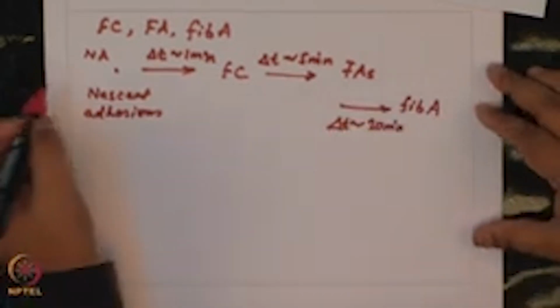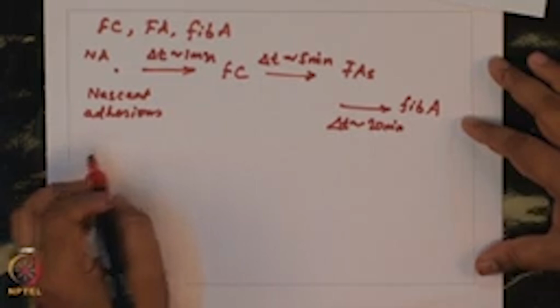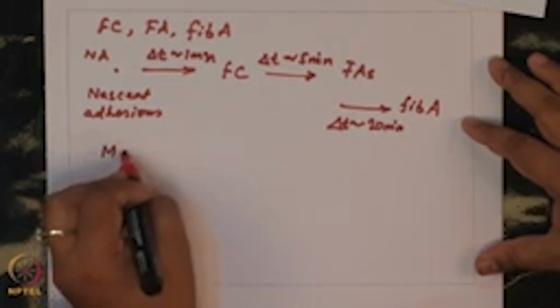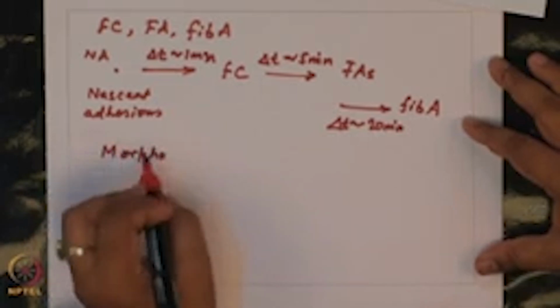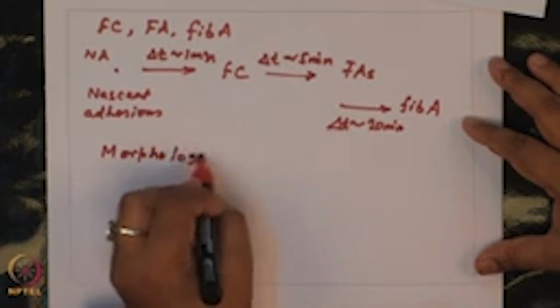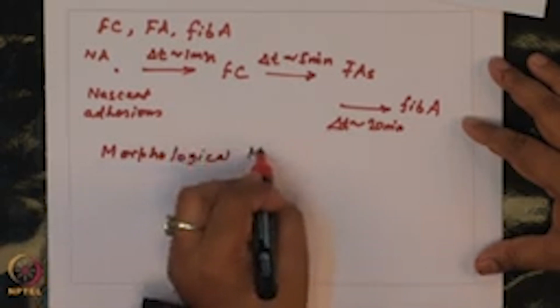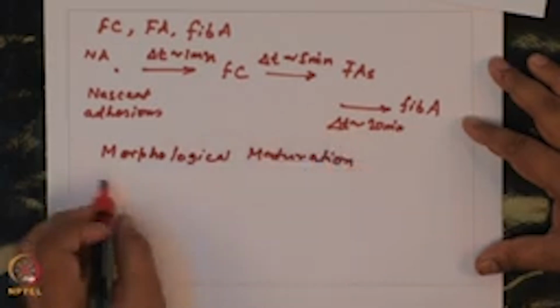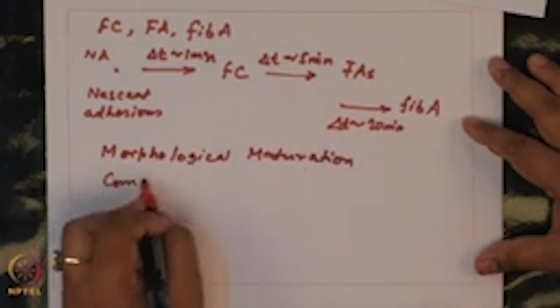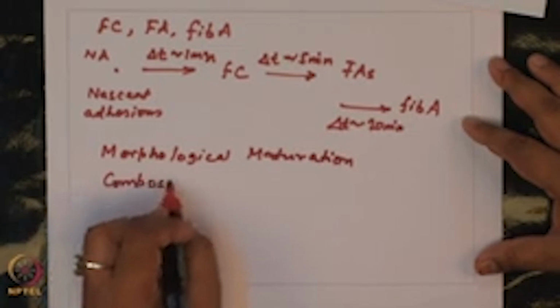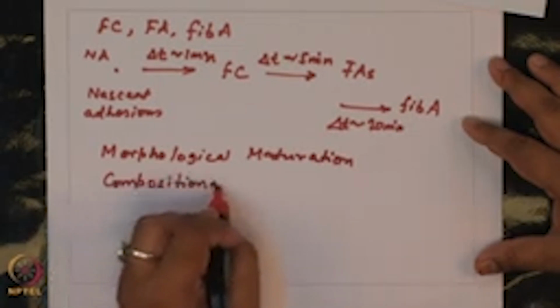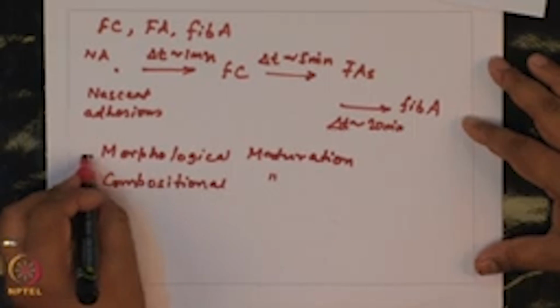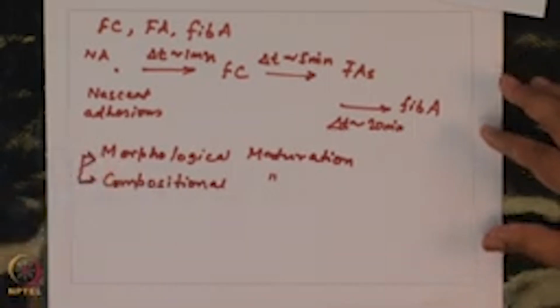Okay. So, along with the size maturation, you have morphological maturation going hand in hand with compositional maturation. So, these two happen at the same time.